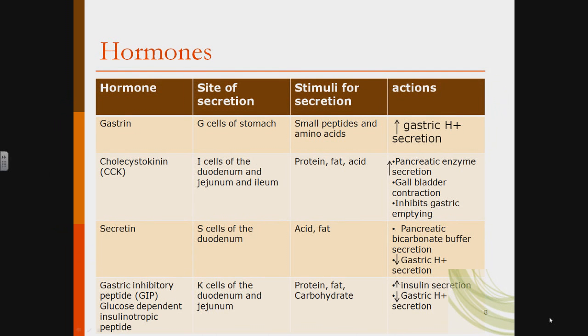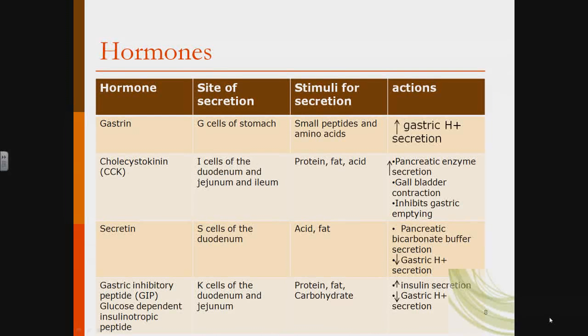Secretin, I think S for secretin, S for S cells of the duodenum, and S for slippery bicarbonate-rich buffer. Secretin is going to help neutralize gastric acids, and it will decrease gastric secretion of hydrochloric acid. And notice that secretin is released from acids or fats physically touching your duodenum.